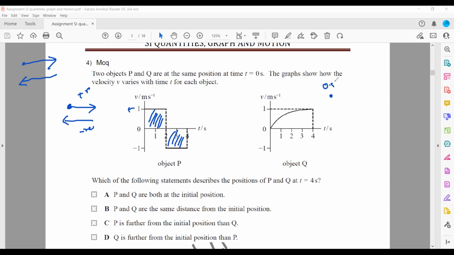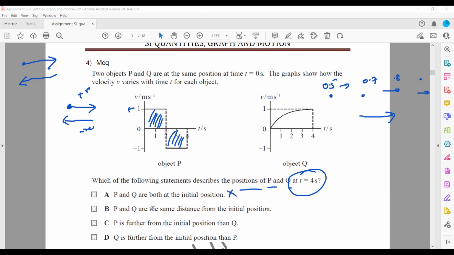Like first, maybe the velocity was 0.5, then 0.7, then 0.8, 0.9, or 0.85, and so on. So the acceleration is decreasing, but the direction of the motion does not change. Which of the following statements describes the positions of P and Q at time 4 seconds? P and Q both are at the initial position. That is wrong. P is at the initial position, but Q is not, because Q does not change direction.